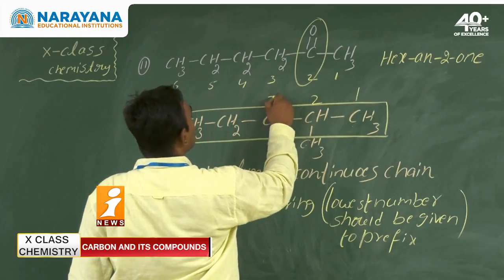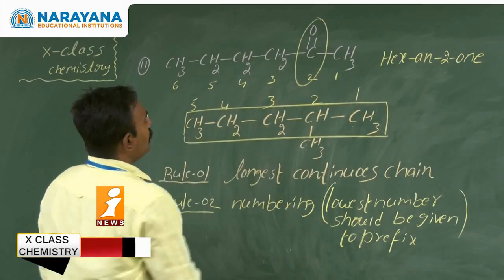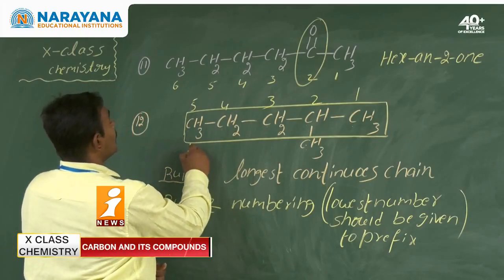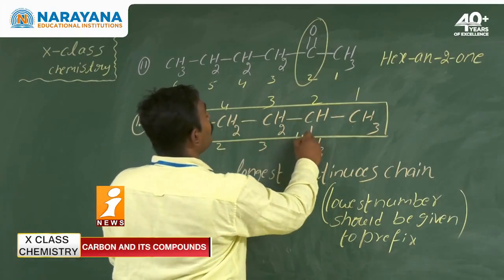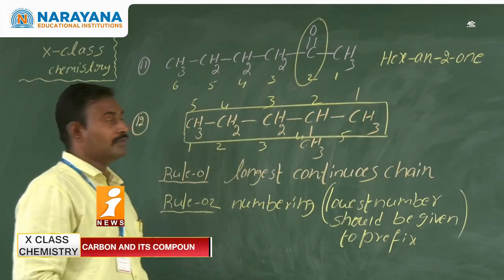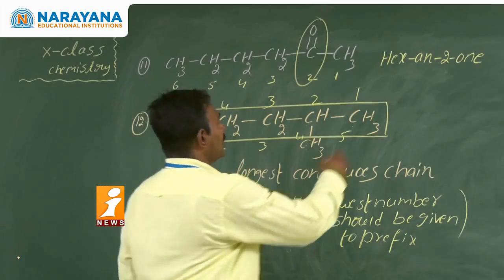1, 2, 3, 4, 5. Now the prefix is coming at the second carbon. If we add the numbering from this side, 1, 2, 3, 4, 5, now the prefix is coming at the fourth carbon atom. So which one is the correct one? This is the correct one.